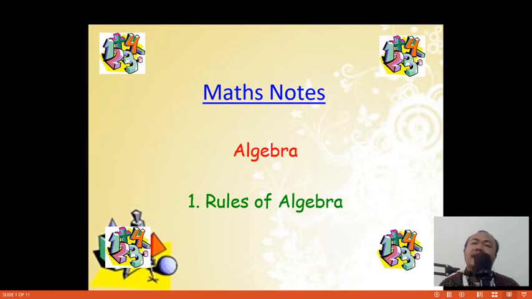Actually, when we were doing problem solving in primary 5, some of the questions were showing you how to do algebra, but maybe it didn't mention that you were doing algebra. When you are doing algebra, you have to change the symbol into a letter. Example like A, B, C, D, or X, Y, Z.